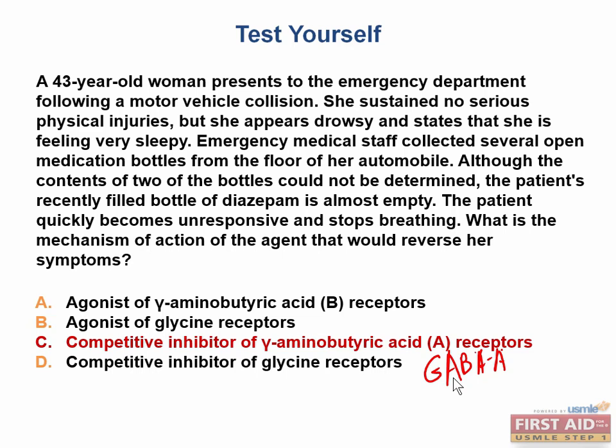Recall that flumazenil is going to be used to treat a benzodiazepine overdose. Now the benzodiazepine in this case, which is our diazepam, is going to be our agonist, while our flumazenil is going to be our competitive inhibitor. We've already talked about that. So do you remember what the characteristics of a competitive inhibitor are? Competitive inhibitors resemble the substrate and actually bind to the active site of the enzyme.